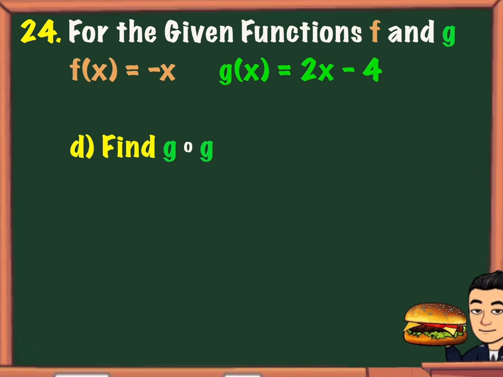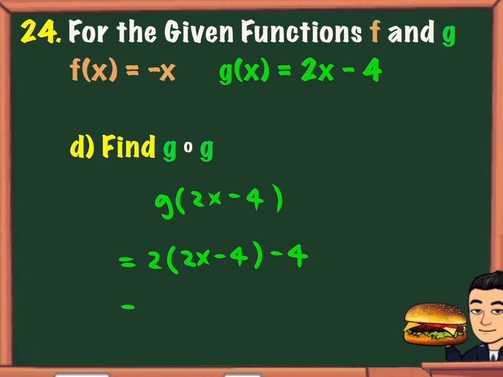For letter D, you can write g composed with g as g of g of x, and replace the g of x with 2x minus 4. So erase this g of x, put the 2x minus 4. So g of 2x minus 4, insert the 2x minus 4 into the x. So this is equal to 2 times (2x minus 4) minus 4. Distribute the 2, you get 4x minus 8 minus 4, which equals 4x minus 12.